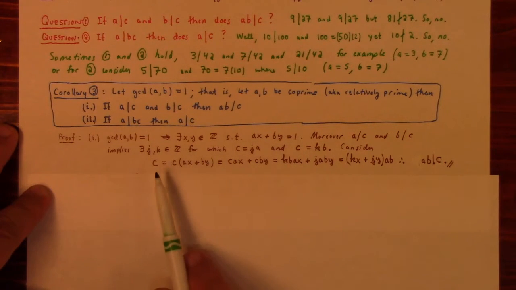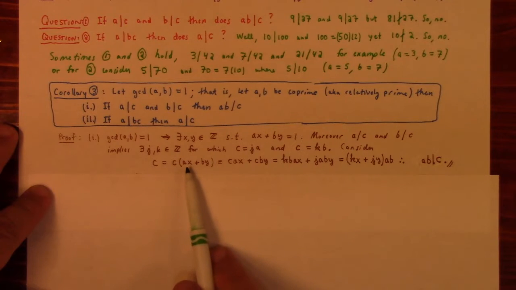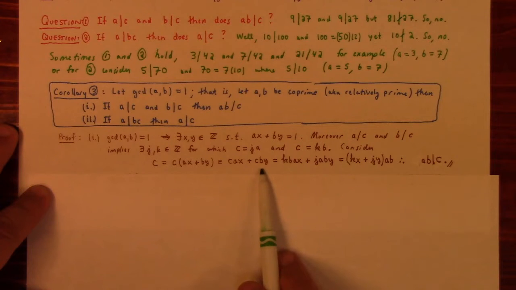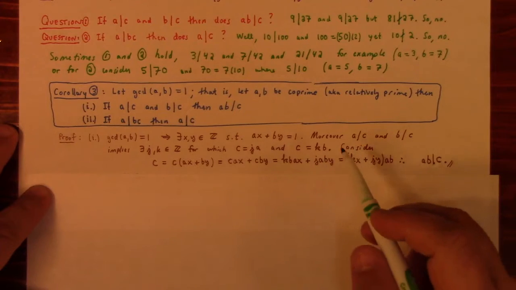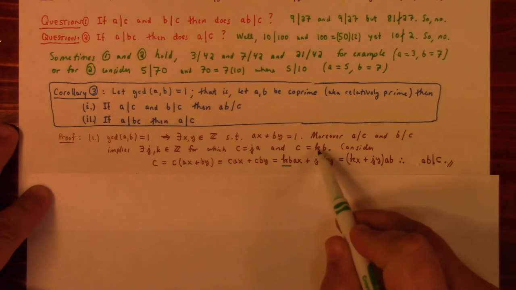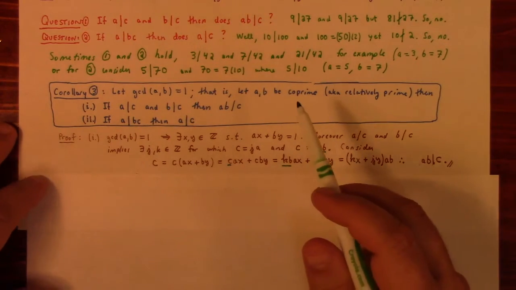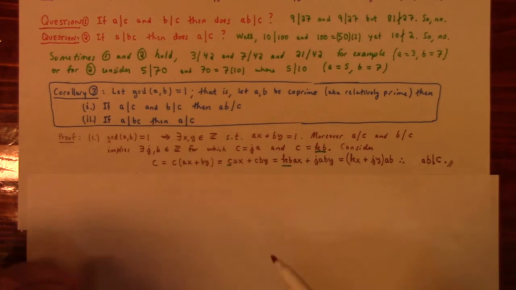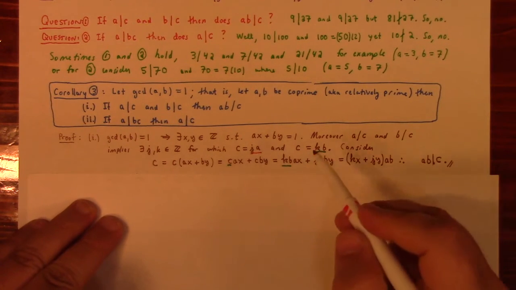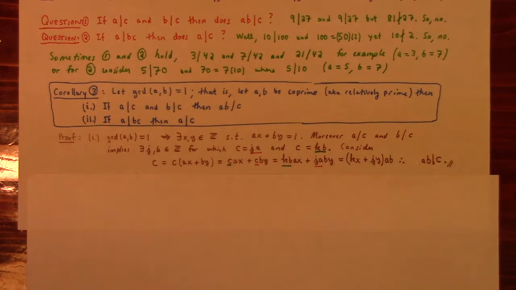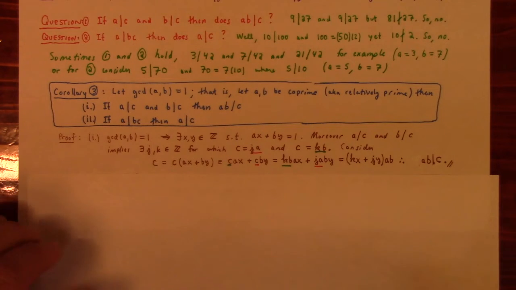And so we can write c as equal to c times 1, which we can rewrite as c times (ax plus by), which is cax plus cby. And then we'll replace c with jb and ka, respectively, right? So we have to make a smart substitution so we get an a times b in both of the terms being added.